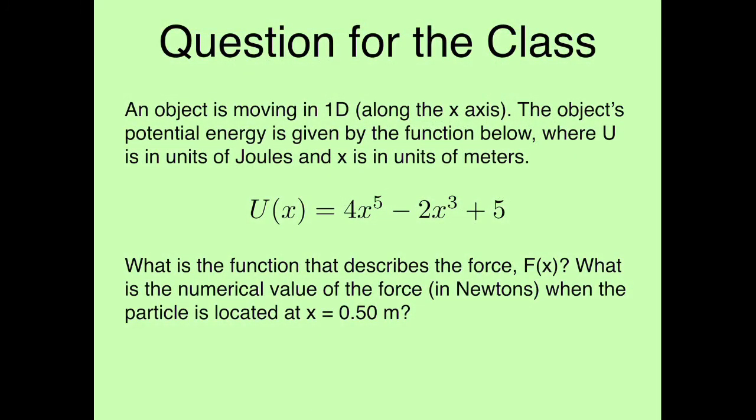Okay, so let's take a look at this example here, where we have an object that's moving in one dimension along the x-axis, and the object's potential energy is given by this function, u of x, where u is the potential energy in units of joules, and x is a position in units of meters. So u of x is 4x to the 5th minus 2x to the 3rd plus 5. So the question is, what is the function that describes the force? What is f of x? And then what would the numerical value of the force be in newtons when the particle is located at x equals 0.50 meters? So pause the video, try to work this one out, and then we'll go through it together.